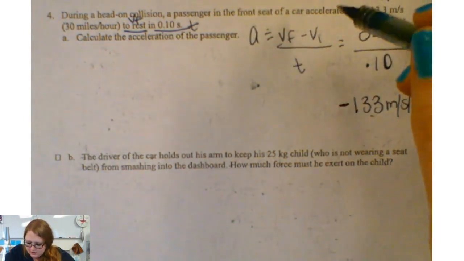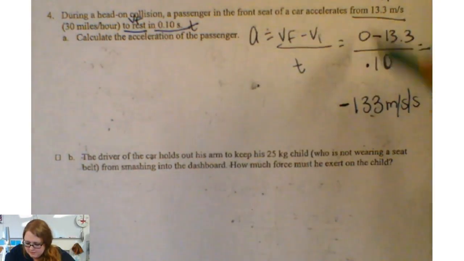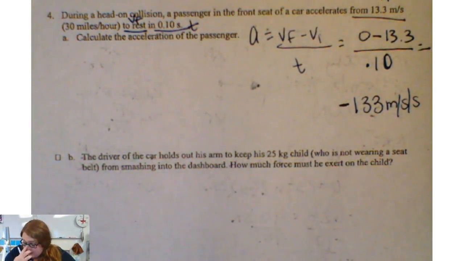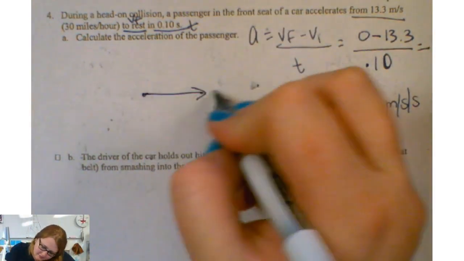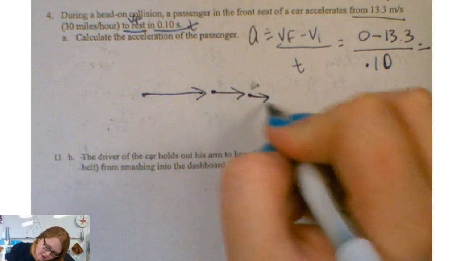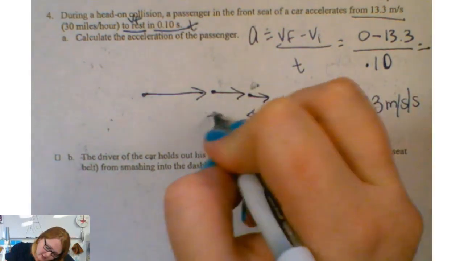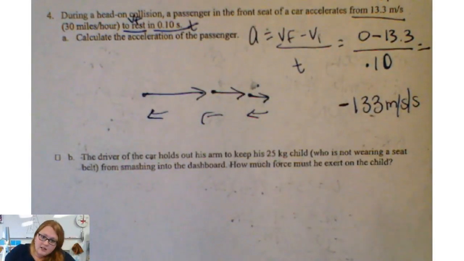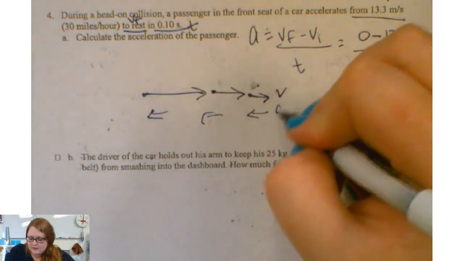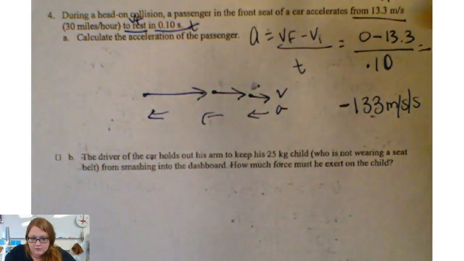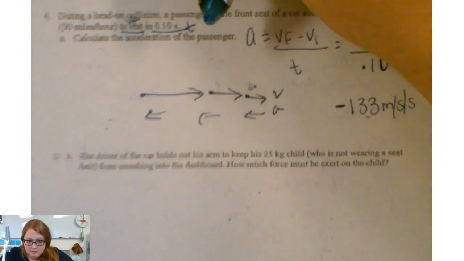Well, again, we are stopping, and we're stopping very quickly, so we have a pretty high acceleration, and it's negative. Anytime you slow down, acceleration is going to be in the opposite direction at every point. So here are velocity vectors. There's some acceleration vectors. All right, part B.